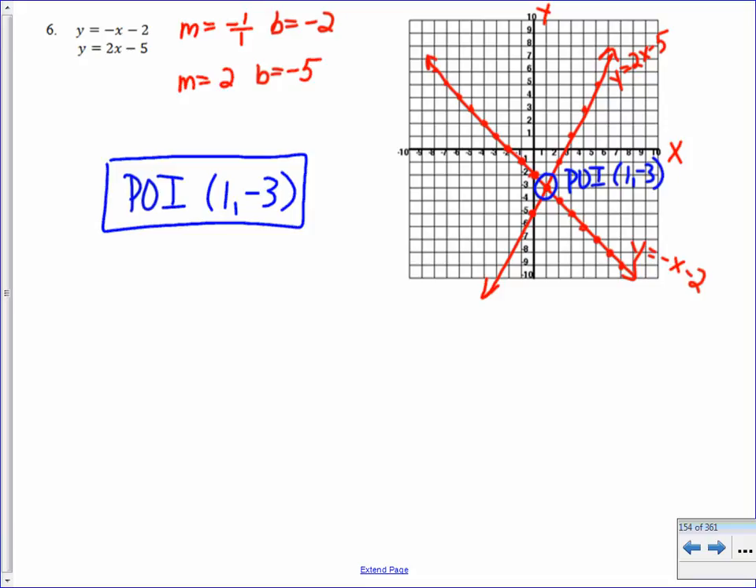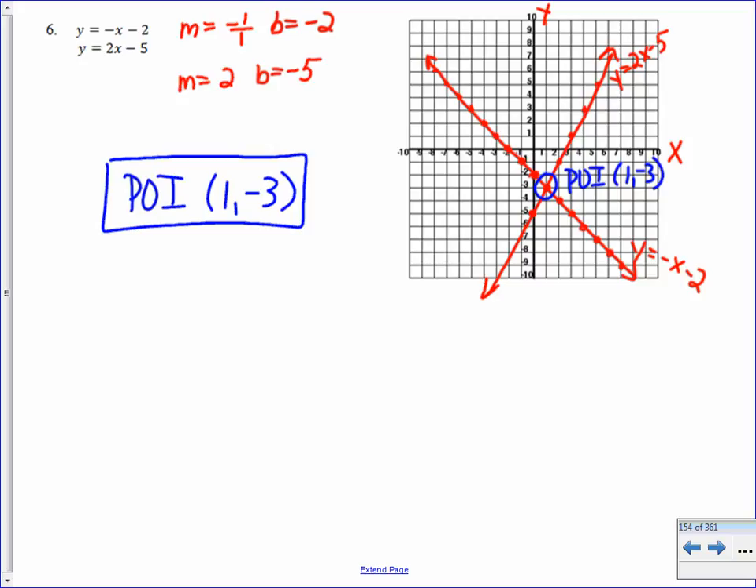Today we learned how to solve a system of equations graphically. What this means is I have more than one line on my graph, and this one is already completed for me. The first one, y equals negative x minus 2. Again, I write out my slope is negative 1 over 1. My y-intercept, the b, is equal to 2.